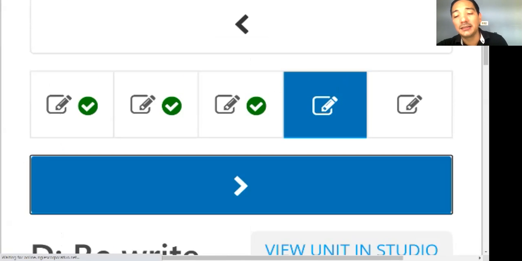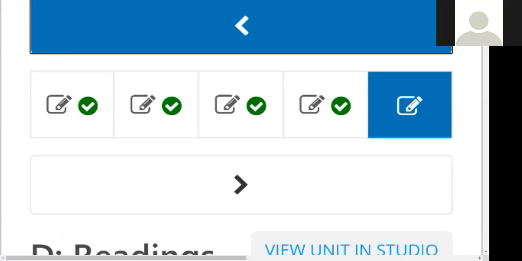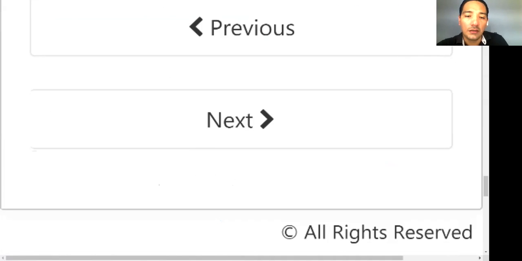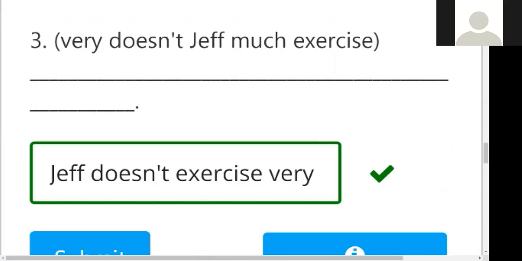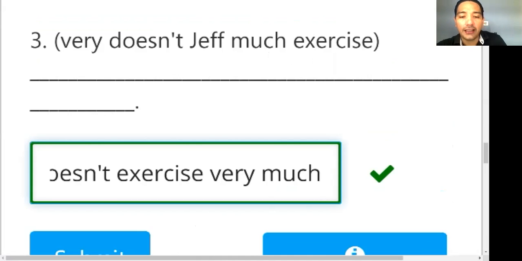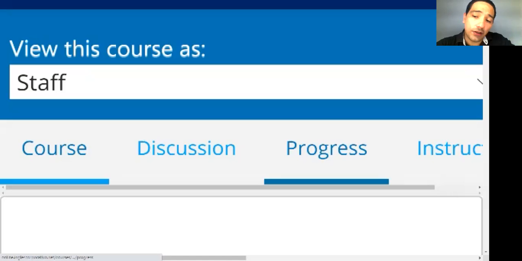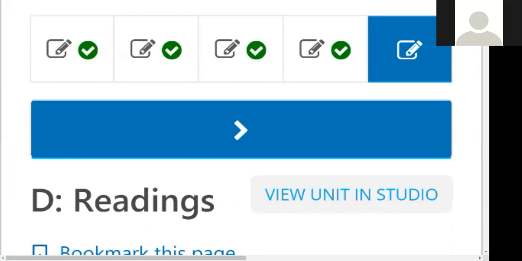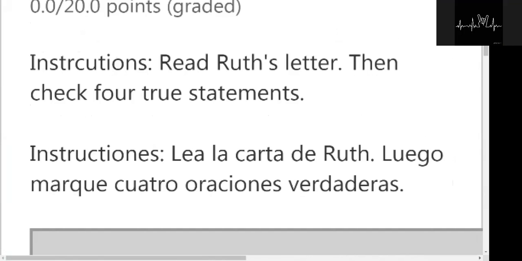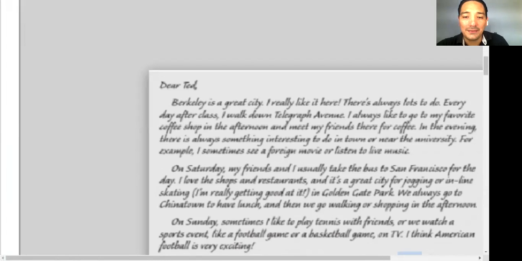Simple. Okay, let's go with the last part. Let me see the last one. Yes. Very much. Remember there will be a test so you can get this midterm. Okay, let's see. Check the true statements.